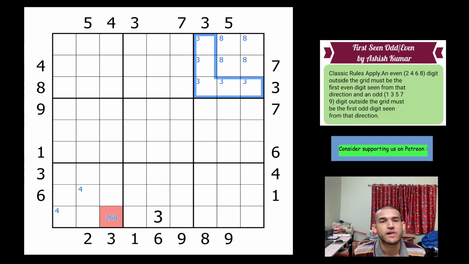Now if I have a 3 here, then both of these would be even and both of these would be even, which is not possible because we already removed 1 even and we would still need 4 evens. So this is not a 3. So 3 is in one of these 4 cells.